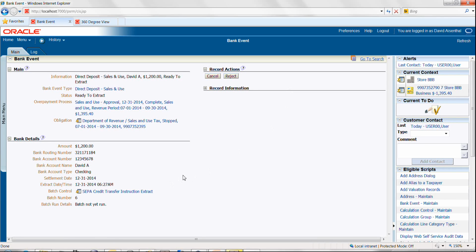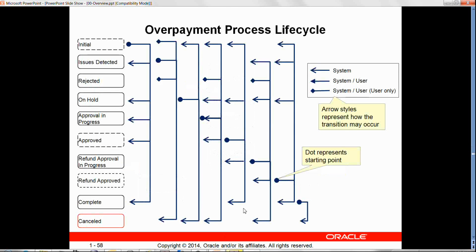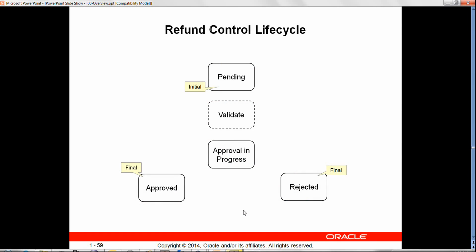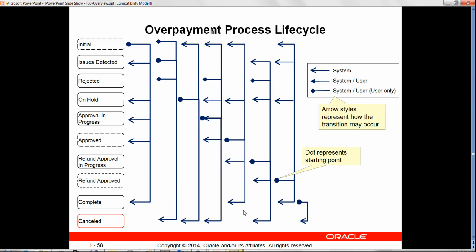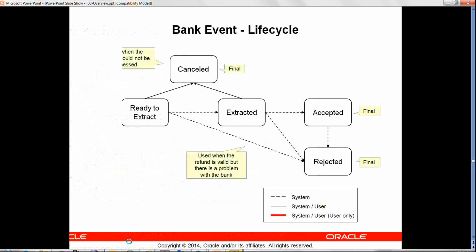First of all, it needs to actually create the extract for the banks, send it to the bank, the banks need to approve it, and only after that do we update the balance. Okay, so we have a refund, we have an overpayment process, we always have a refund control, but even after a refund control is approved and the overpayment process has now gone to a complete step, that is not the end in the case of a direct deposit.